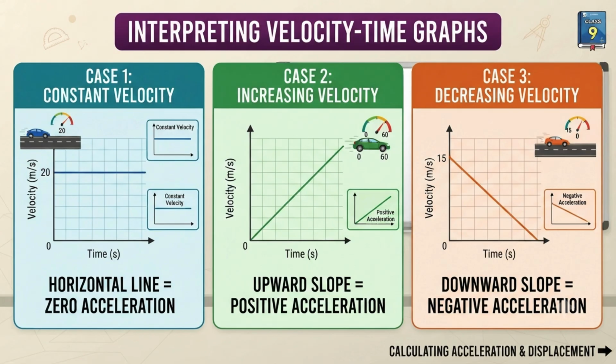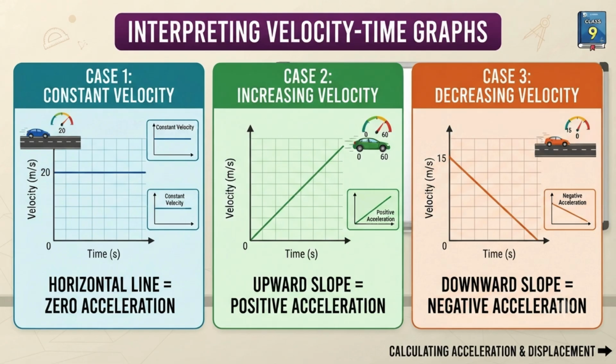Case 1, constant velocity. Imagine a car moving on a straight highway at a constant speed of 20 meters per second. Since its velocity remains the same every second, the graph will be a straight horizontal line, parallel to the x-axis. This means the velocity is not changing with time. And remember, acceleration is the rate of change of velocity. So, if the velocity isn't changing, the acceleration is 0. So here's our first memory trick: horizontal line, constant velocity, 0 acceleration. Simple, right?